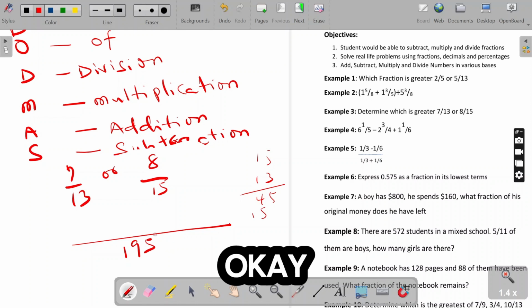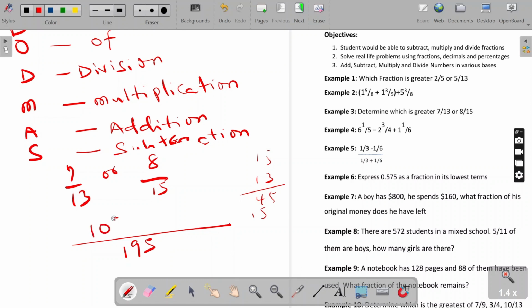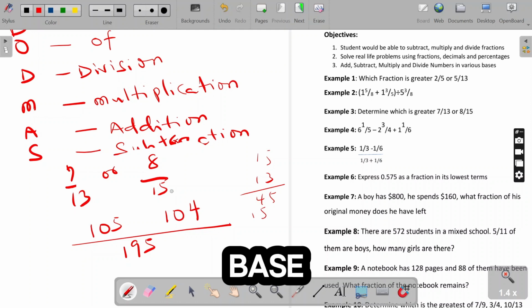13 goes in 195 15 times. 15 times 7 is 105. So this number is the same as 105 over 195. 15 goes in 195 13 times. 13 times 8 is 104. So which is greater of these two? You can see that I have unified the bases 13 and 15 to 195. Now the numerator 7 is represented by 105, and 8 is represented by 104. You can see that this is greater. So 7 over 13 is greater than 8 over 15.